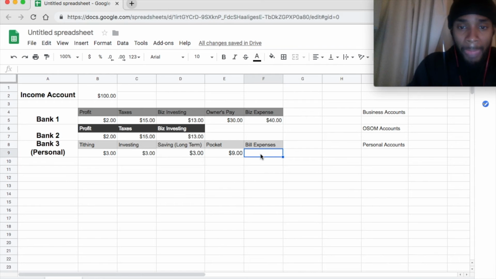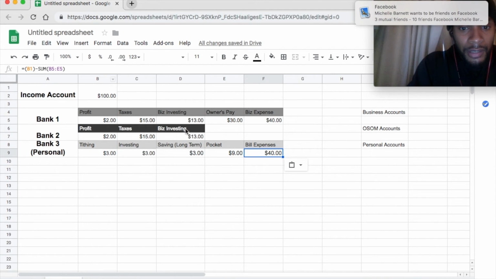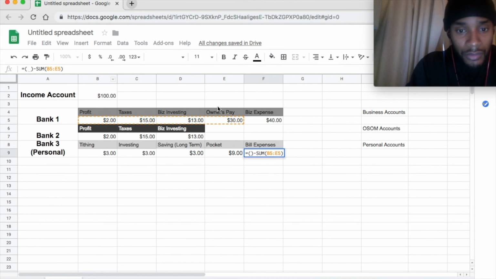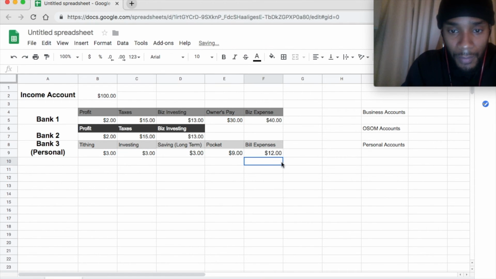Now the same thing for the bill expenses in your personal account. You want to do the same type of function. So I'm going to just go up there, copy, paste, and then just change out the numbers. So here we got owner's pay minus the sum of these four accounts. Boom. Now there we go. Now that breaks down the entire $30 that comes back into your pocket.